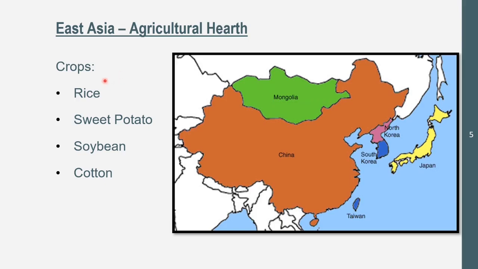Now the four crops that you should know are rice. I know I included rice in this one. Yay. Sweet potato, soybean. Soybean's a huge one. Remember that. And cotton. So we got China, Mongolia, the Koreas, Japan, Taiwan. Where did it have stuff diffused to?